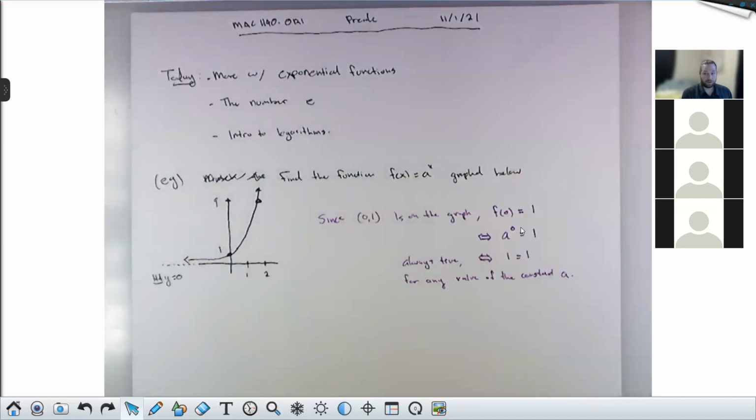But I'm going through this step because there are some related problems, some similar problems to this one, where using this information is actually really important. And I'll show you one of those in a minute.